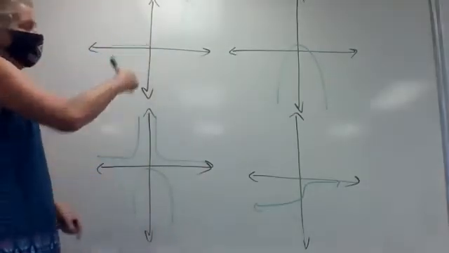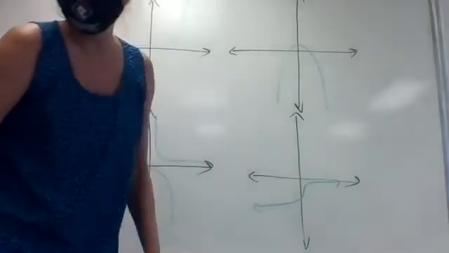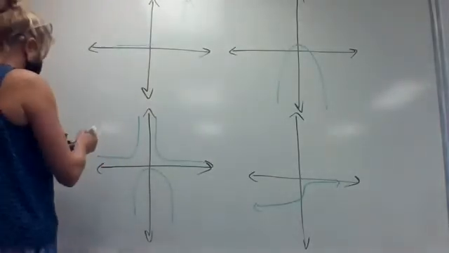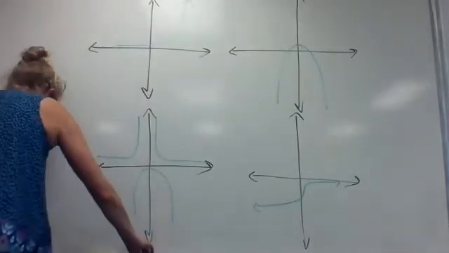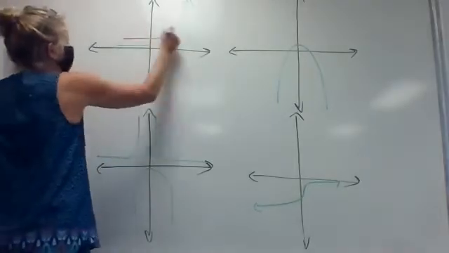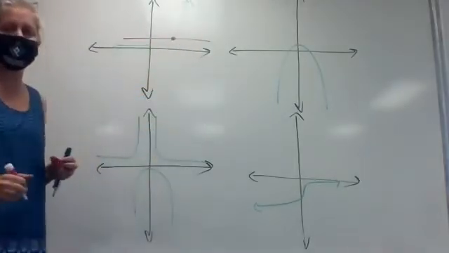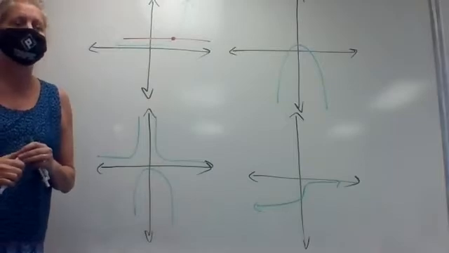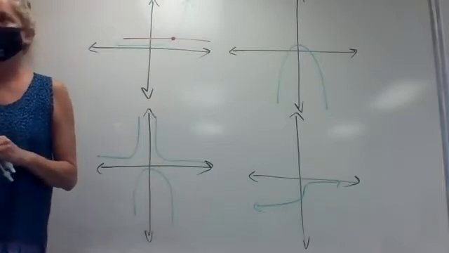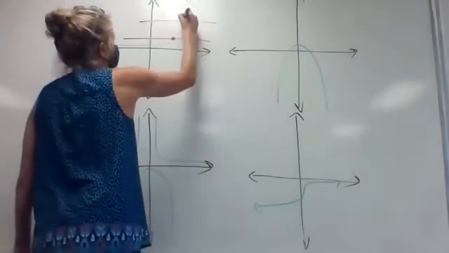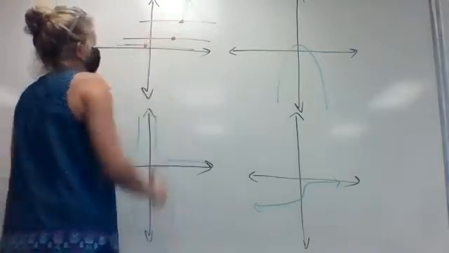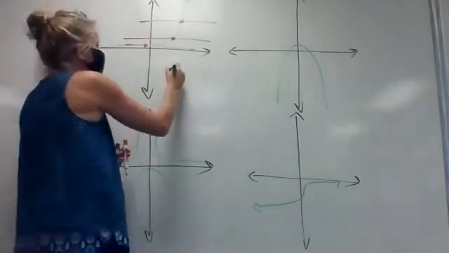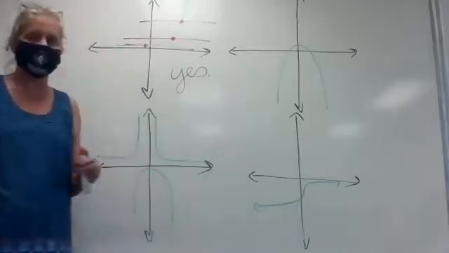So this one, I'm drawing a horizontal line on it. No matter where I draw a horizontal line, I'm not ever going to touch that green graph more than one time, right? Doesn't matter where I put it. I'm only touching it one time. So this one is a one-to-one function, yes.